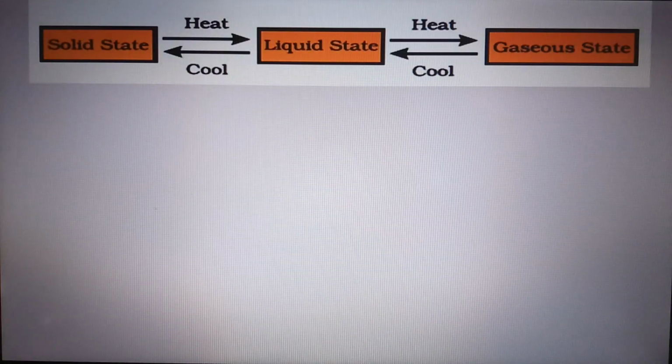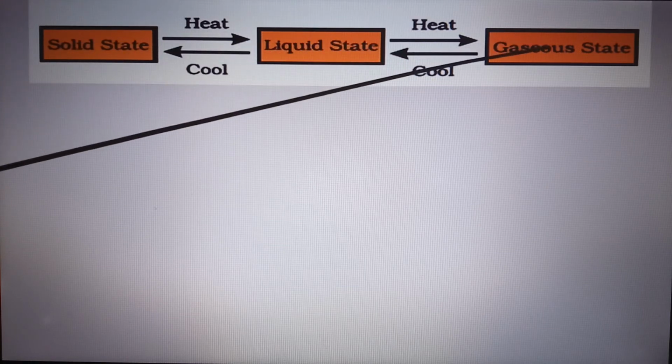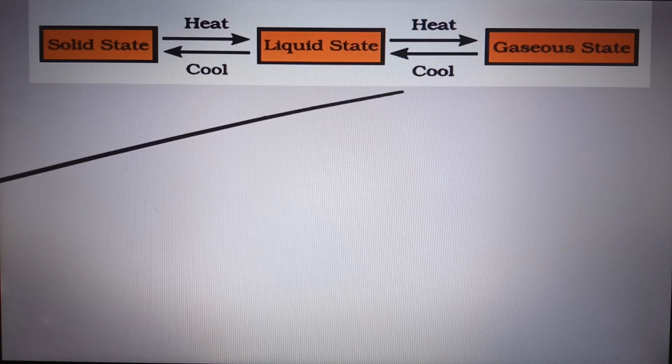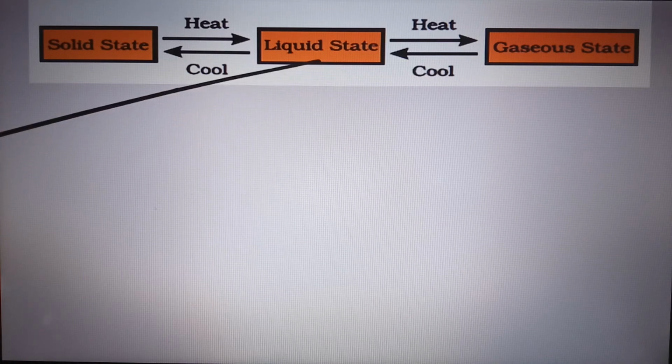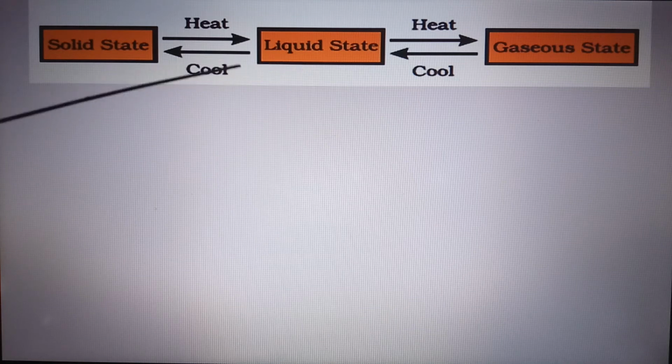Now this is very clearly shown here. Solid state, when you heat, converts into liquid. Again you heat the liquid state, it will be converted into gaseous state. Again reverse back, that is removing heat or cooling, it converts into liquid. More you cool it or remove the heat, it will convert into solid state. That is the interconversion between the states of matter.